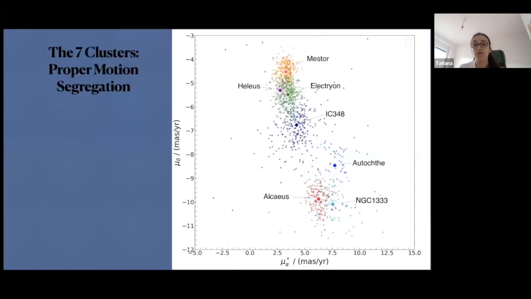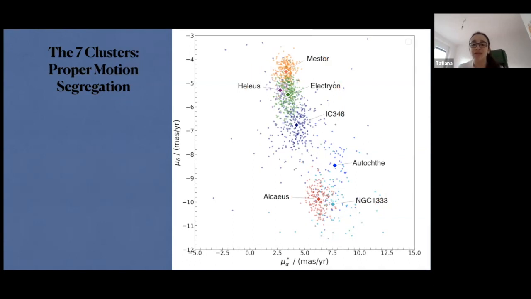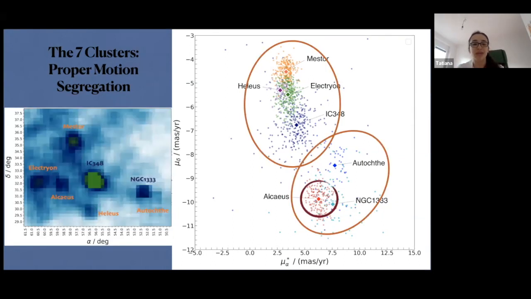And then in proper motion, we have again 2 clumps here. In the faster one, we have NGC and Autochthy, which move together. And this makes sense because they are very close together and they're also coeval. But they're also moving with Alkaeus, which is located on the other side of the complex, and it's also an older cluster. And then in the slower clump, we have most of IC348 and Mestor, Electron, and Helios.